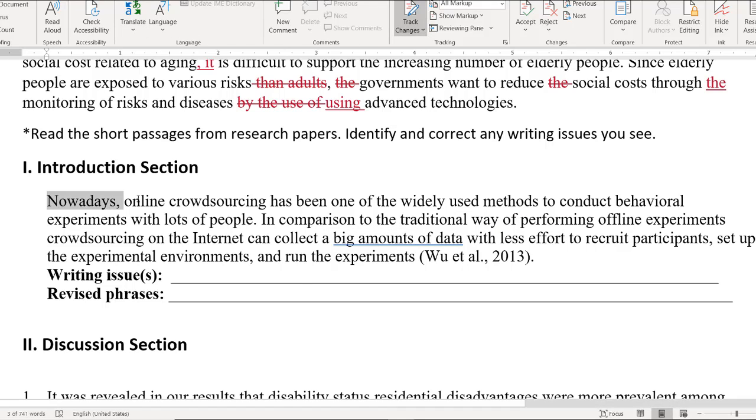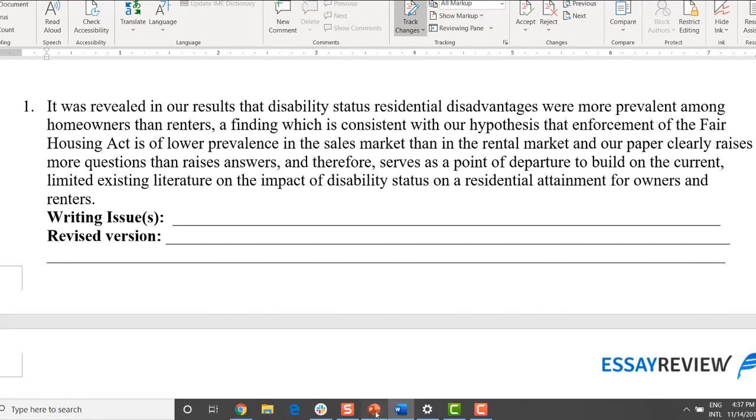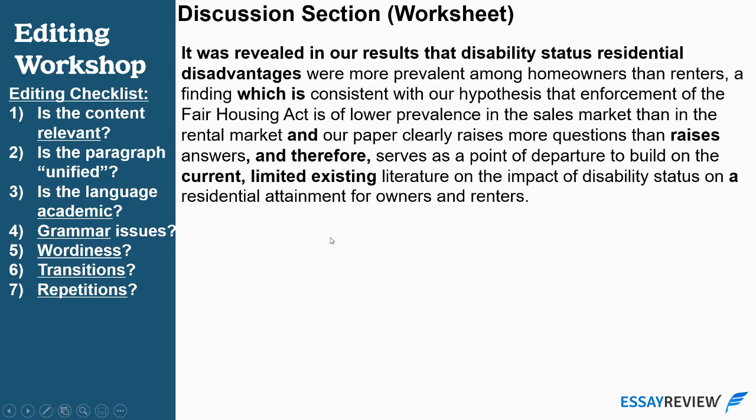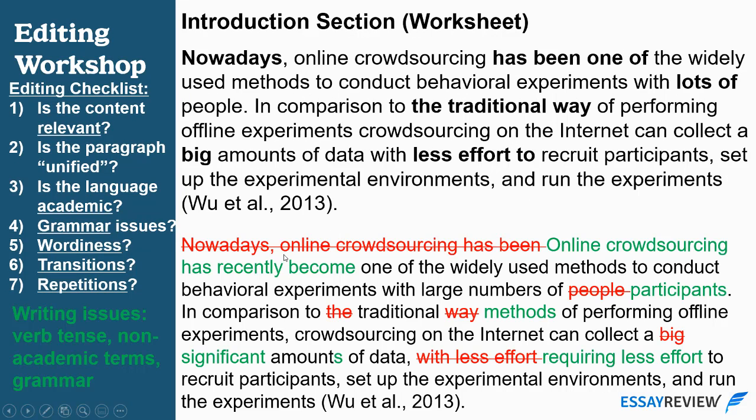Let's take a look. I think right at the beginning, you have a more colloquial term. So instead of writing nowadays, that's colloquial, right? And we don't really need to mention that, right? We can just say online crowdsourcing has become one of the widely used methods to conduct behavioral experiments with large numbers of participants. This is one way to elevate your language. People is not wrong. In comparison to traditional methods of performing offline experiments, crowdsourcing on the internet can collect a significant amount of data, requiring less effort to recruit participants, etc.